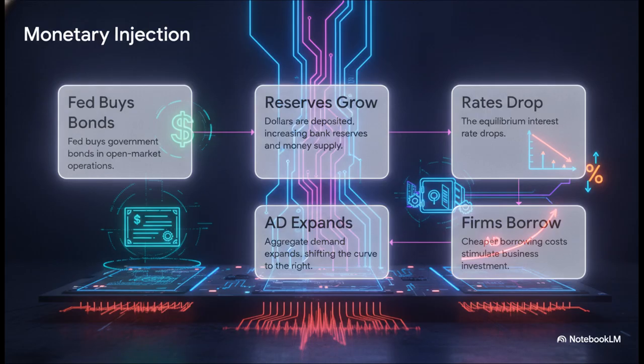Step 4. Those cheaper borrowing costs strongly stimulate business investment. And finally, Step 5. Overall aggregate demand expands, shifting the entire economic curve to the right. It is a brilliant little sequence.